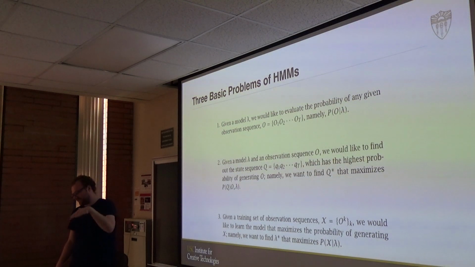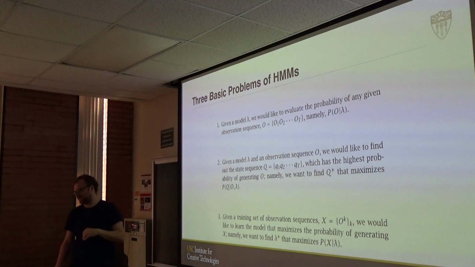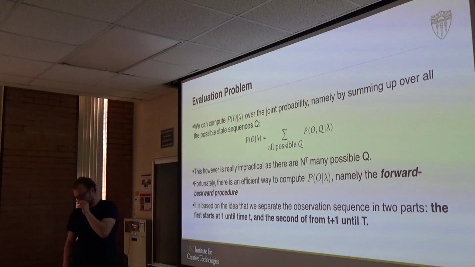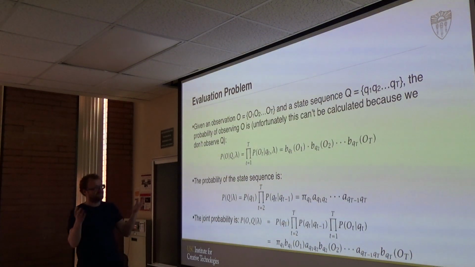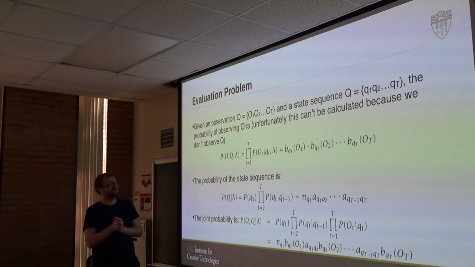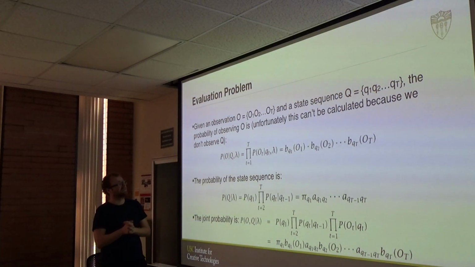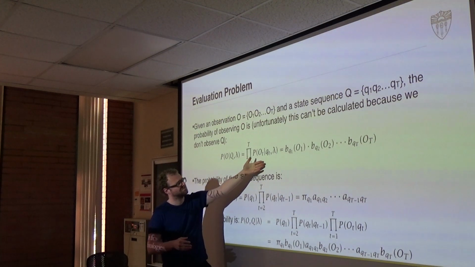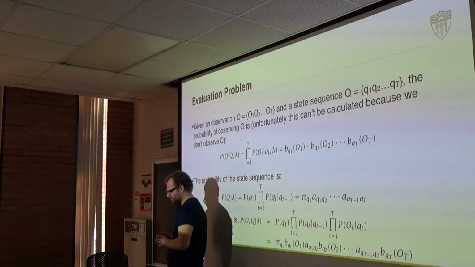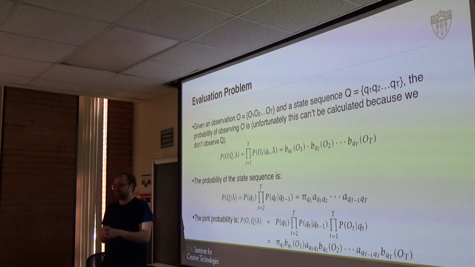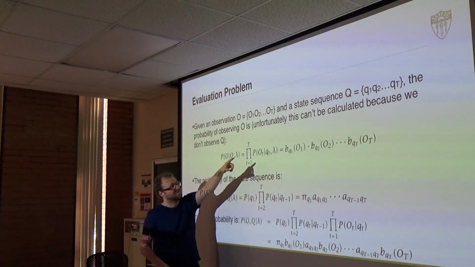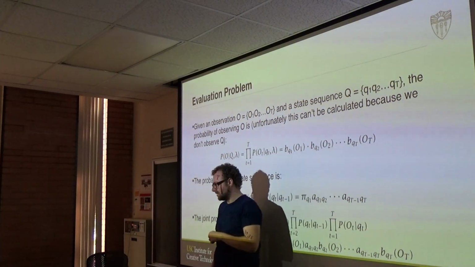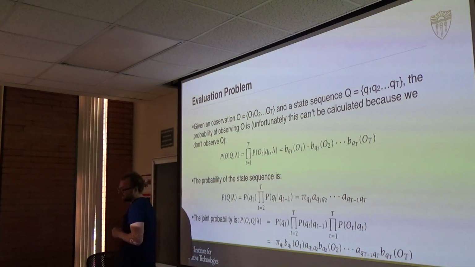Let's go through each of them separately and start off with the first one, which we call the evaluation problem. So, given an observation sequence and a state sequence, the probability of observing O is this. That's pretty simple. However, as we know, we don't know Q. So we don't know what these states are, okay?